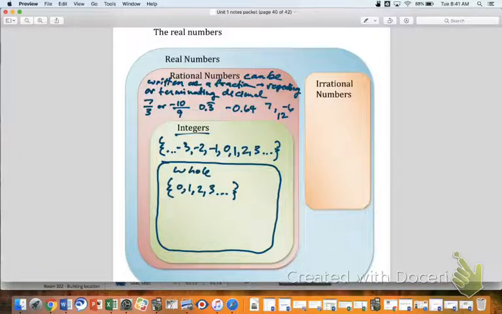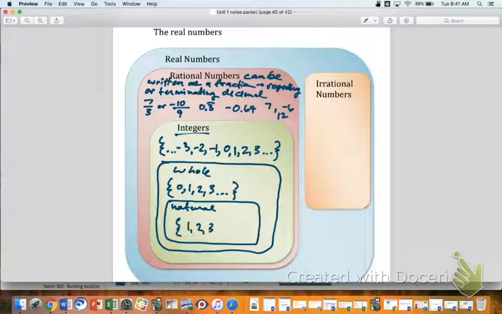And then within that group, we also have the natural numbers, sometimes referred to as the counting numbers. This is the set of 1, 2, 3, ... They're the numbers you naturally count with. Okay, so all of those numbers are real. They're all rational. And then we get down to specific integers, wholes, and naturals. All those are contained within kind of that left side.